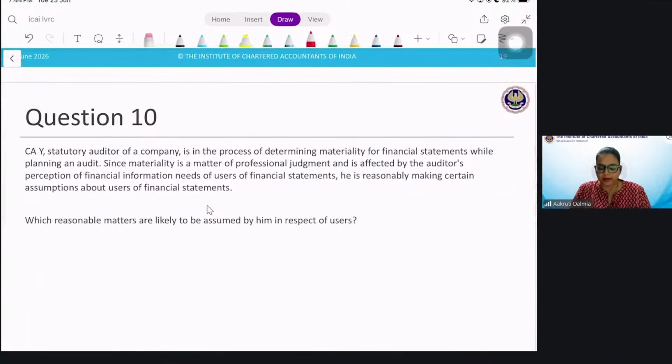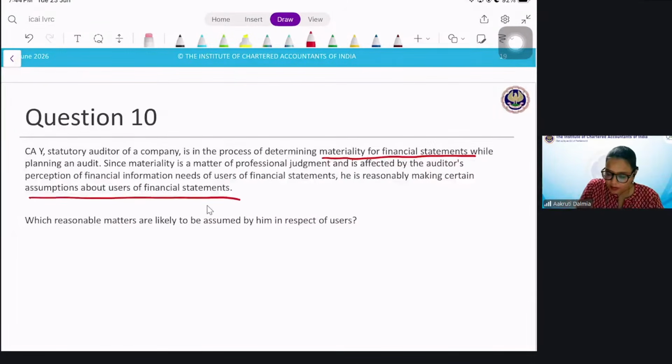Next, question number 10. CAI, statutory auditor of a company, is in the process of determining the materiality for financial statements while planning an audit. Since materiality is a matter of professional judgment that is affected by the auditor's perception of financial information needs of users, he is reasonably making certain assumptions about the users. Which reasonable matters are likely to be assumed by him with respect to users?